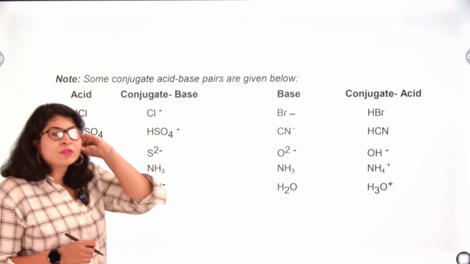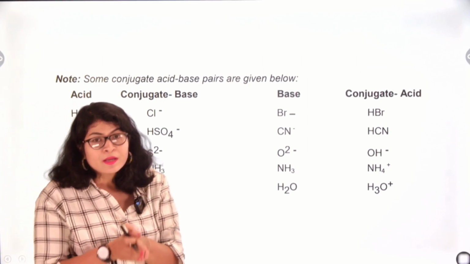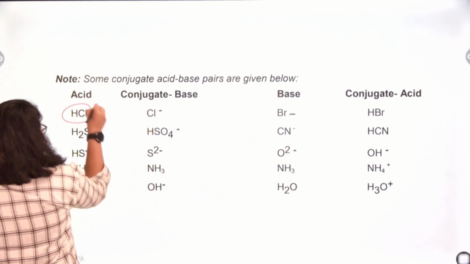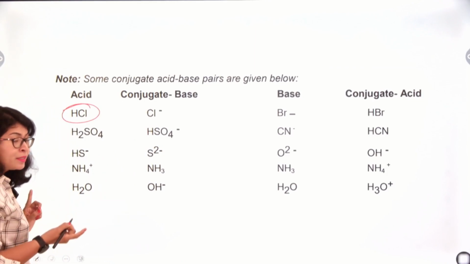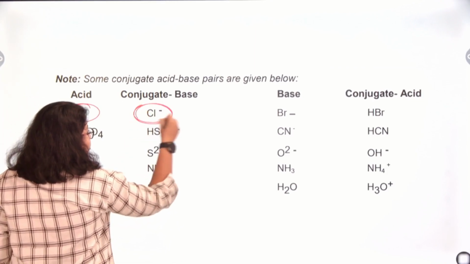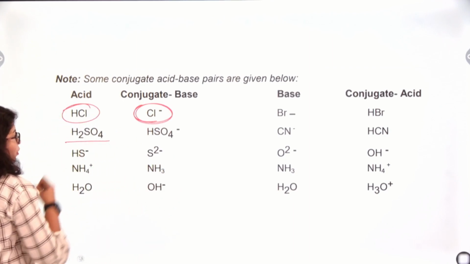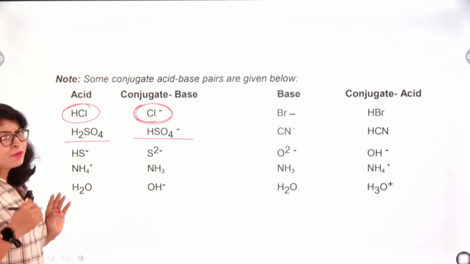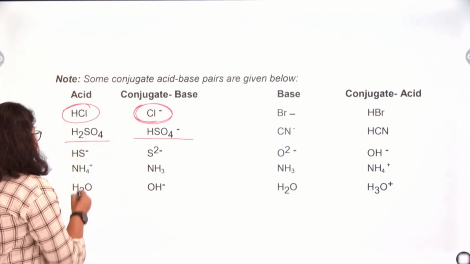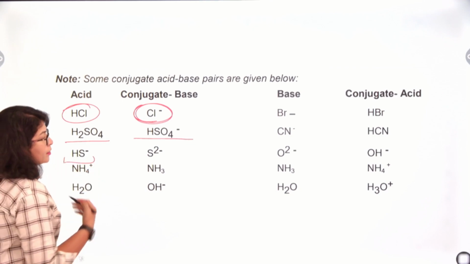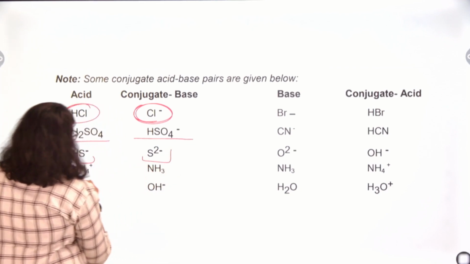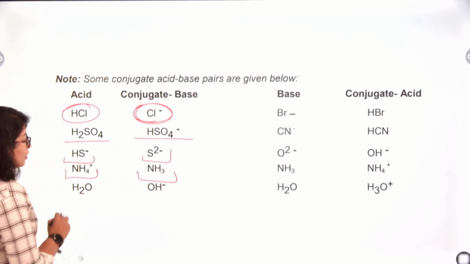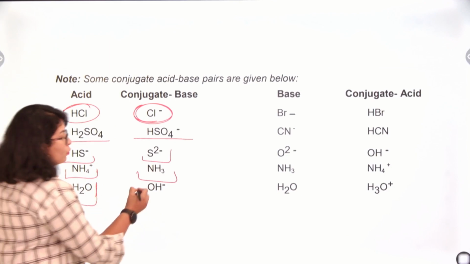Now here I am giving you some acids and their conjugate bases, and some bases as well as their conjugate acids. First of all, HCl will break into H plus and Cl minus. This Cl minus is termed its conjugate base. If I say H2SO4, then its conjugate base will be HSO4 negative, or SO4 2 negative if it has lost 2 H plus. HS negative has the conjugate base S2 negative. That of NH4 plus will be NH3 after the loss of H plus. Water will lose one H plus to give OH negative.